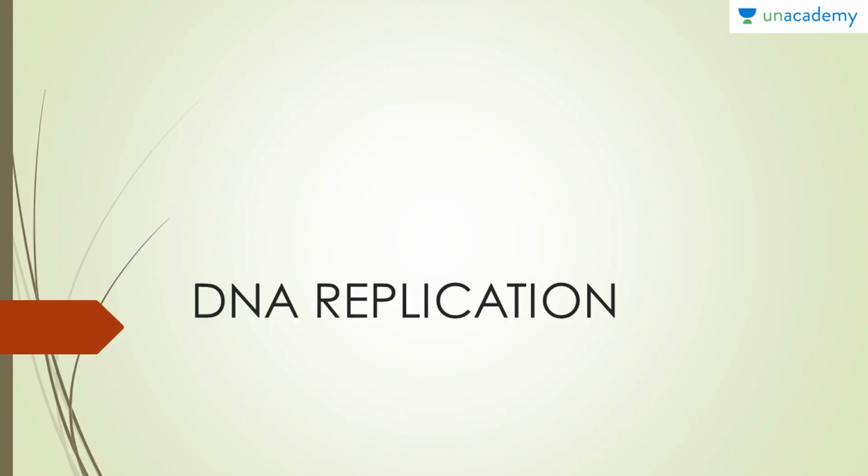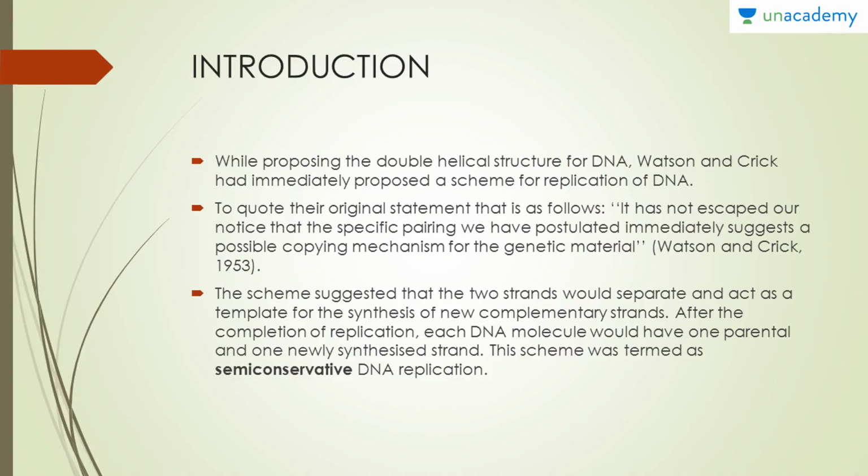Hello friends, today we'll be studying the process of replication in DNA. While proposing the double helical structure for DNA, Watson and Crick had immediately proposed a scheme for replication of DNA. To quote their original statement: "It has not escaped our notice that the specific pairing we have postulated immediately suggests a copying mechanism for the genetic material." This copying mechanism is called replication of the genetic material, which is the DNA.